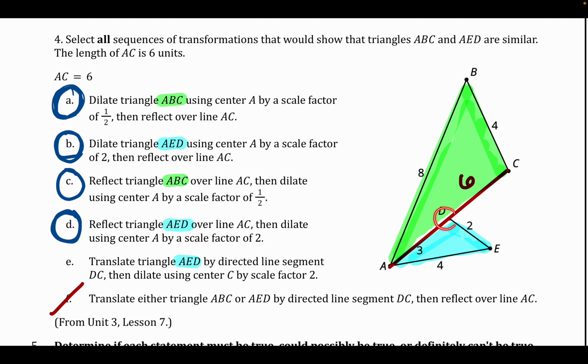So that says take my little triangle here and translate it, meaning just shift it or move it so it lands here. So then I'm going to have like a triangle that looks like this. And then dilate using center C by a scale factor of 2. Well, that's just going to make it big again, but I would still have to do that reflection part, and that's missing. So this one is not going to work either.